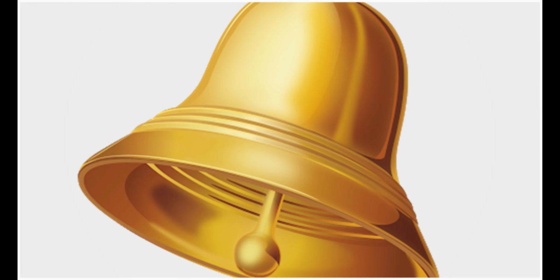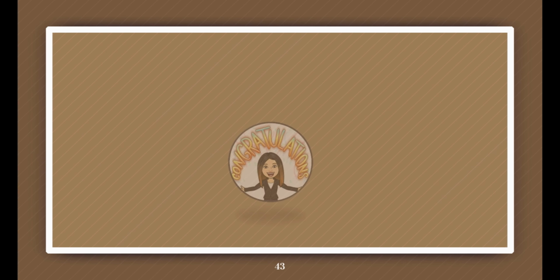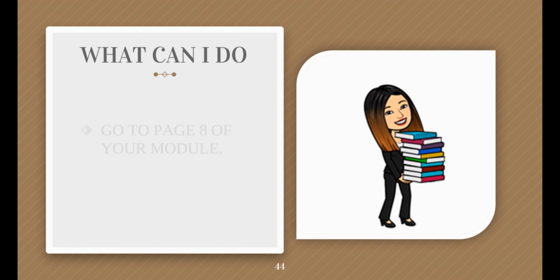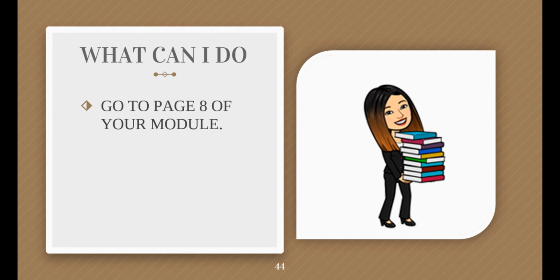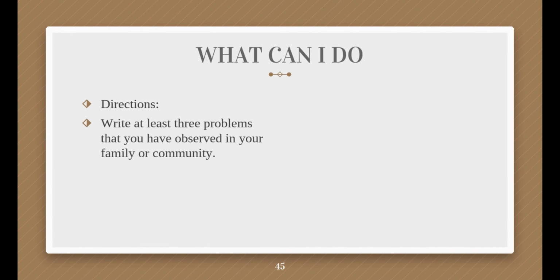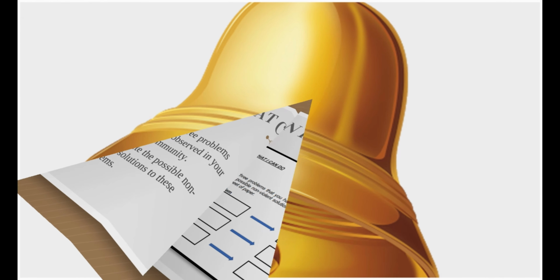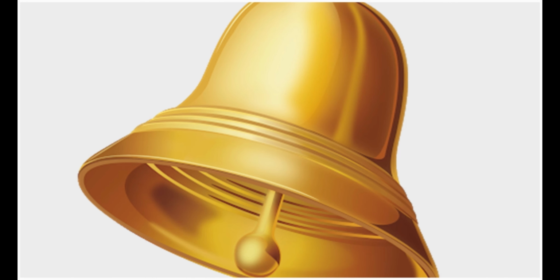Congratulations! Now you know the different types of conflicts and how to resolve conflicts in a non-violent way. To make sure that you apply this lesson, I want you to do the remaining activities on this module. Go to page 8 of your module. Write at least 3 problems that you've observed in your family or community. Then write the possible non-violent solutions to these problems. Write your answers in your module. Are you ready? Let's go!